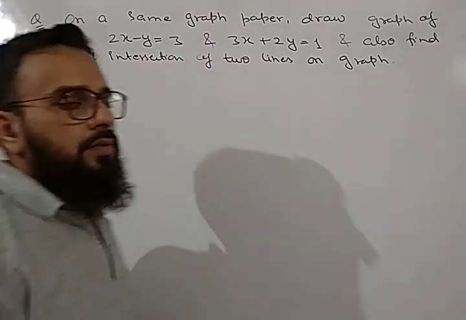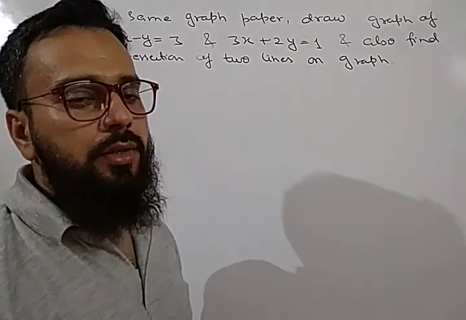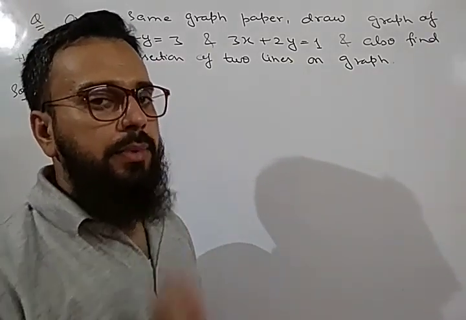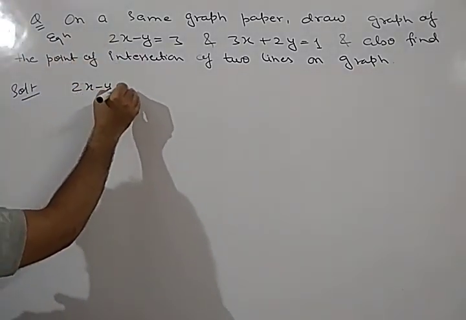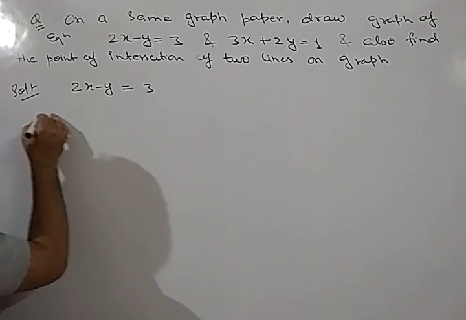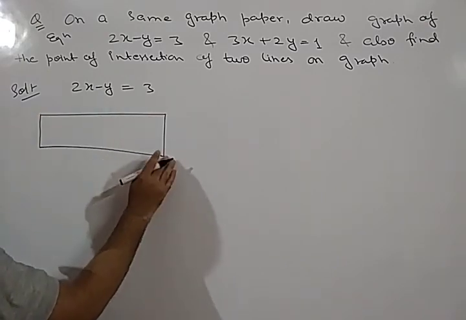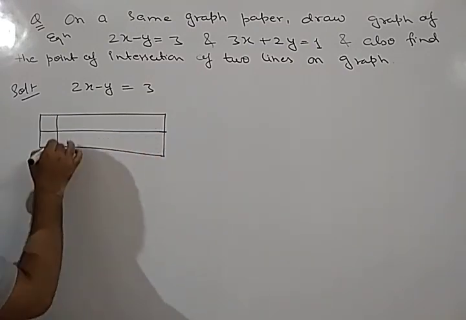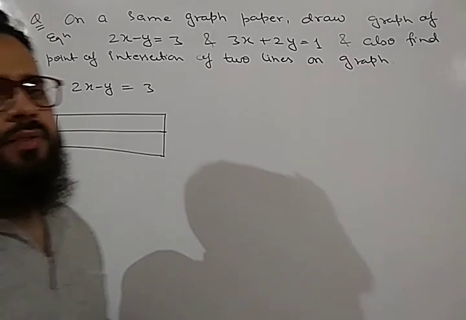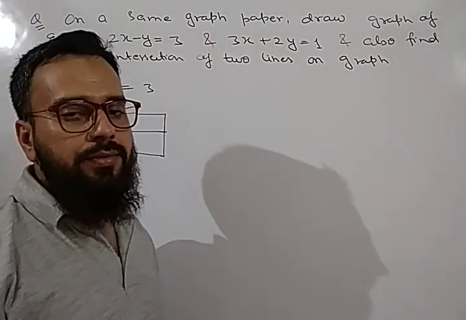The first thing is we have to find the ordered pairs of both the equations, or we can say we have to draw the table. So we will draw the table of the first equation. The first equation is 2x minus y equal to 3. So let us draw the table of this equation. You have to take the values in such a way that you always get an integer value. It should not be a fraction value. That will be more convenient for you to draw the graph.